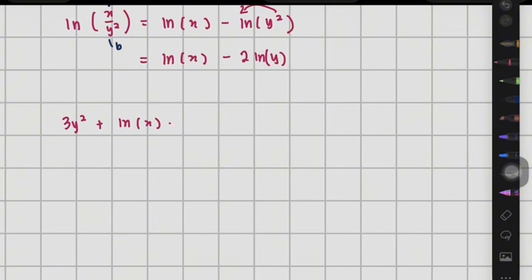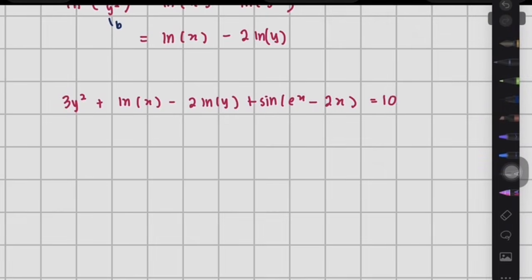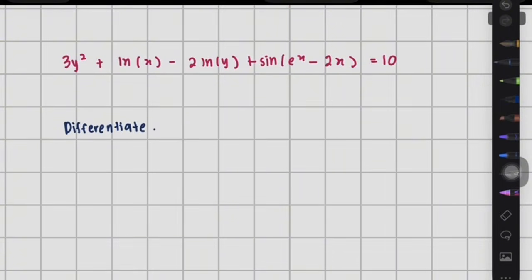Alright, substitute them back into the original equation. So 3y squared plus ln x minus 2 ln y plus sin e to the power of x minus 2x equals 10. Next, differentiate both sides with respect to x. Whenever you see a y term, you must multiply with dy dx. So here we will use the chain rule.